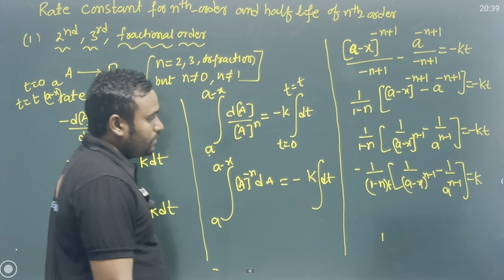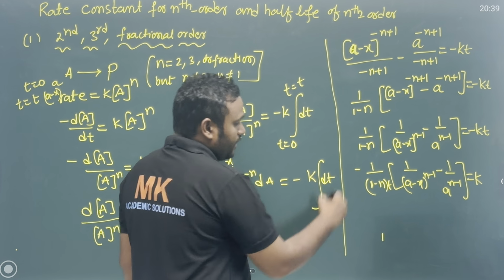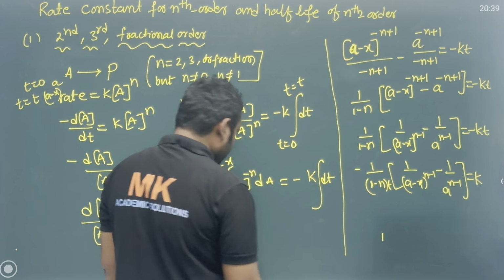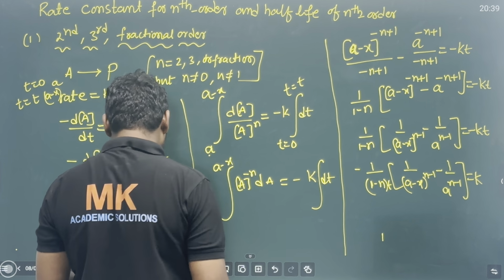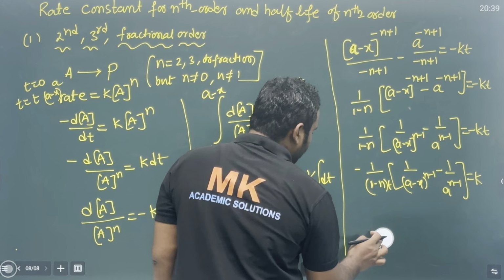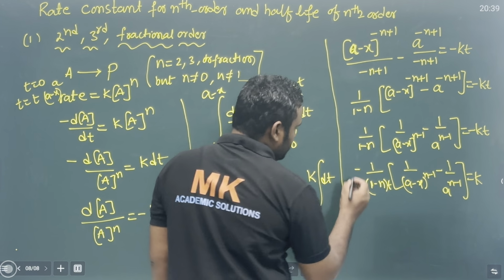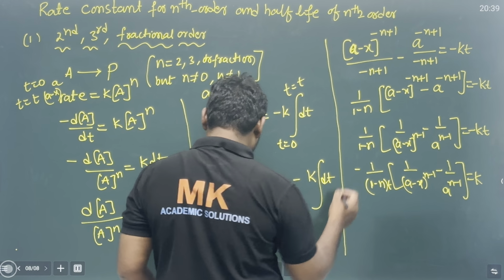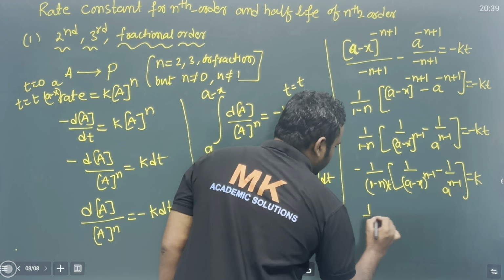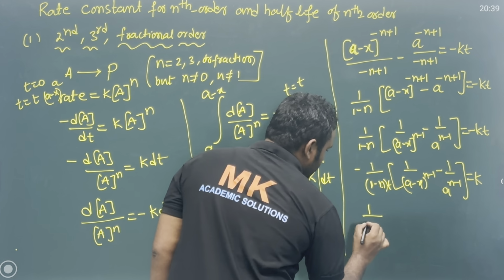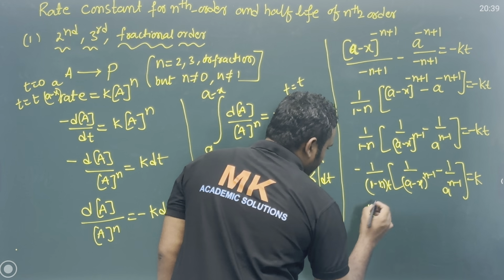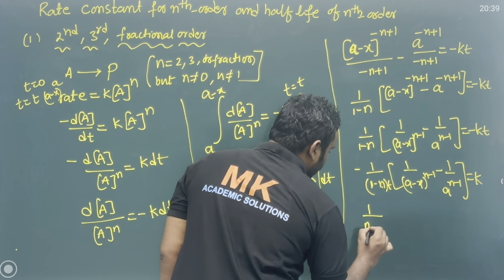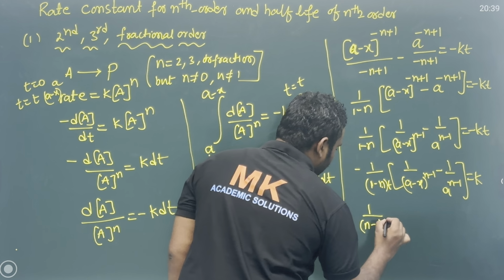Now here this numerator and denominator you multiply with minus, then how will you get the equation, children? Minus into minus will become plus. So 1 by, when you multiply, 1 minus n will become n minus 1, into t.